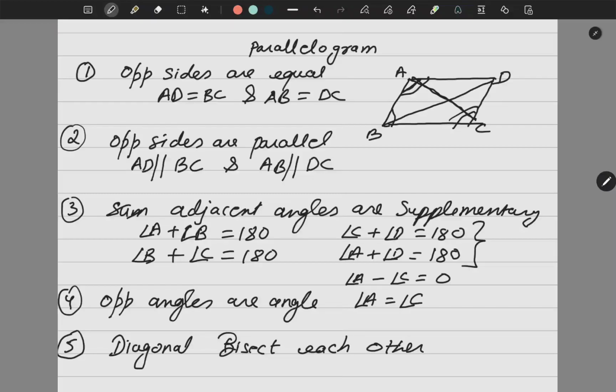So this can be easily proved by using the congruency result, but that proof is not required. You need to remember all these properties. If I have a parallelogram, opposite sides are equal and parallel, adjacent angles are supplementary, opposite angles are equal, and diagonals bisect each other. So these are the 5 core properties of a parallelogram.